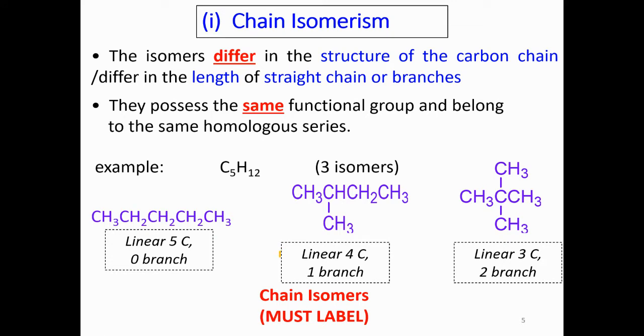Now, I just want to highlight what you need to label for chain isomers or the isomers. Students can draw the isomers easily. You always start with the longest chain, then shorten it, then add branch. Shorten it, add more branch. Students always tend to forget to label chain isomers.